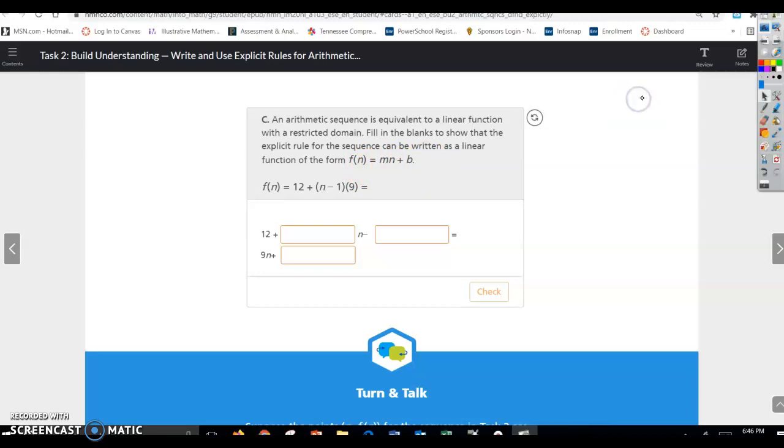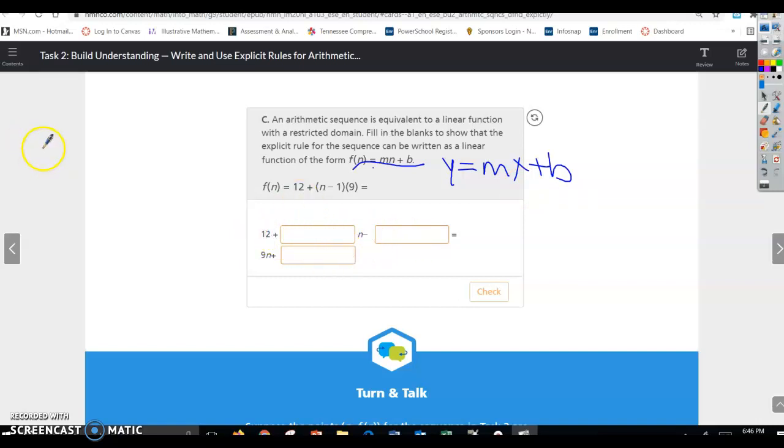All right, so let's look at what we have here. We're going to look at it as slope-intercept form, y equals mx plus b. That's basically slope-intercept form, just written with different variables and in function notation. So we want to write this formula in this format. So we've got 12 plus, we got to fill in these blanks.